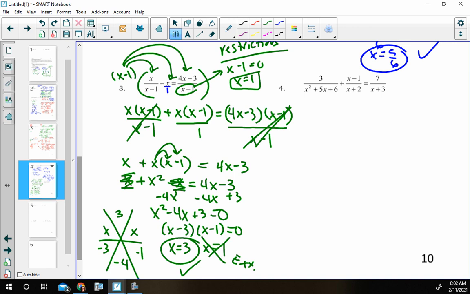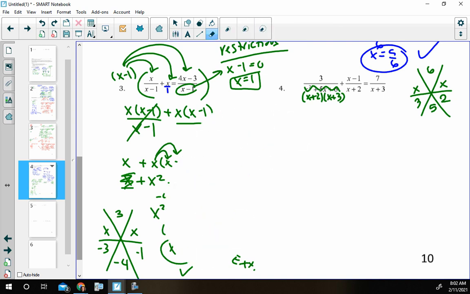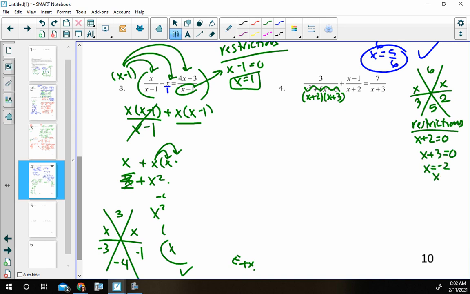Okay, the next one here, I need to see what they share so I can figure out what they multiply by. So if I snowflake x squared plus 5x plus 6, I get a times c, b in the bottom, front guy, so 3 and 2. So these really are x plus 2 and x plus 3. So now I can go ahead and do my restrictions. So I've got x plus 2 in the bottom, and I've got x plus 3 in the bottom. So I'm going to get -2 for the top one, -3 for the other one.